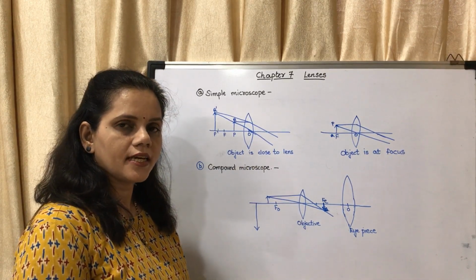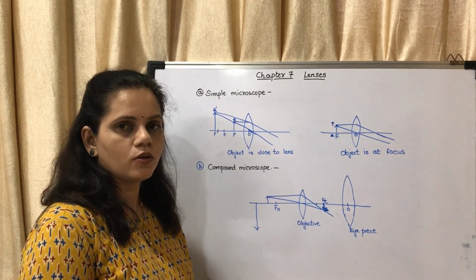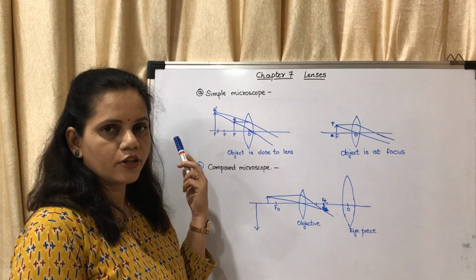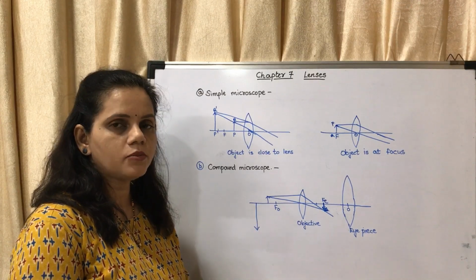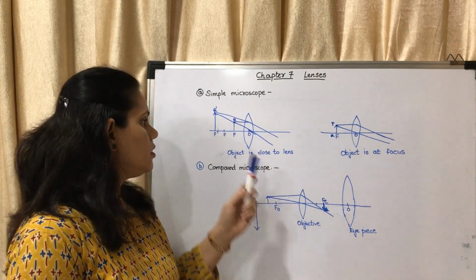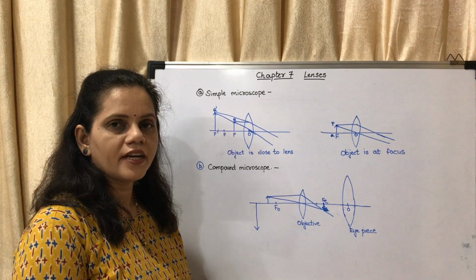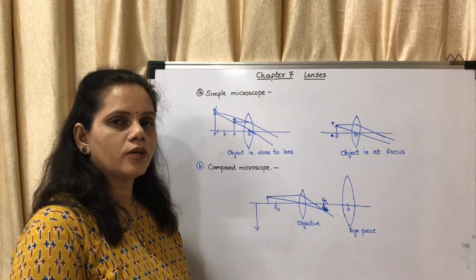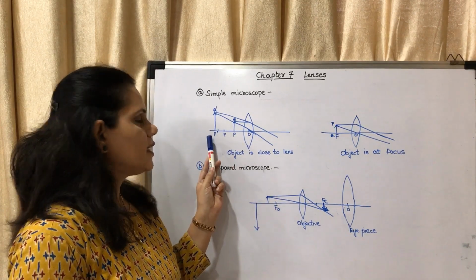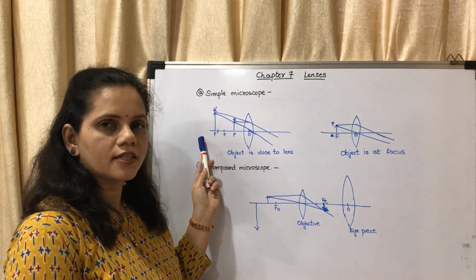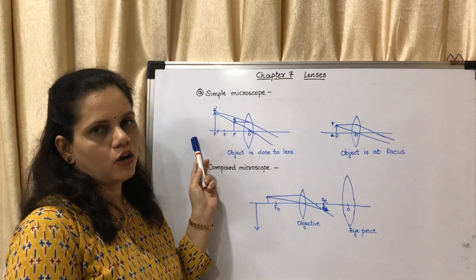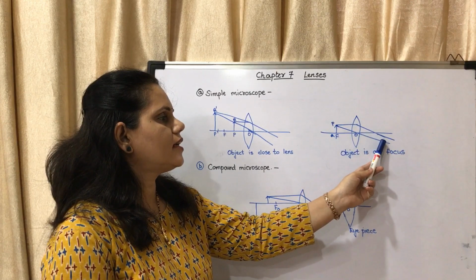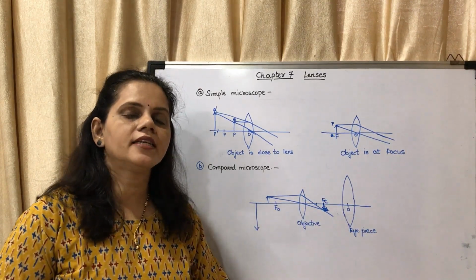When the object is kept between F and O, the image is formed on the same side as that of the object. Do you remember when we had drawn the ray diagrams, the last diagram which we had drawn, the object in between F and O, the image is on the same side as that of the object and the image is virtual and erect. So you will get a virtual and erect image on the same side as that of the object. If the object is at F, the real and inverted image is obtained at infinity.